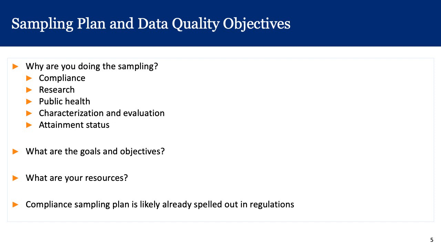For example, if you're sampling for compliance purposes or to comply with a given regulation, it's very likely that the sampling approach, the sampling plan, and where you're going to sample will be delineated in the regulation. If the purpose of your sampling is to demonstrate compliance, then you have to follow what the regulations tell you to do. So this is going to drive the goals and objectives of your sampling plan.